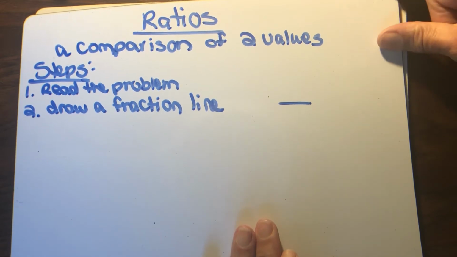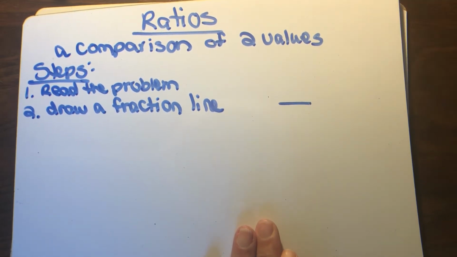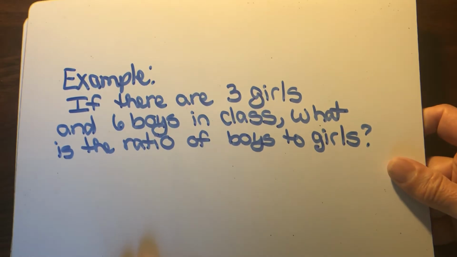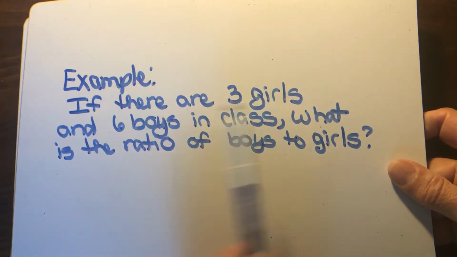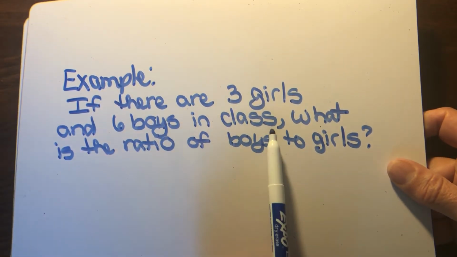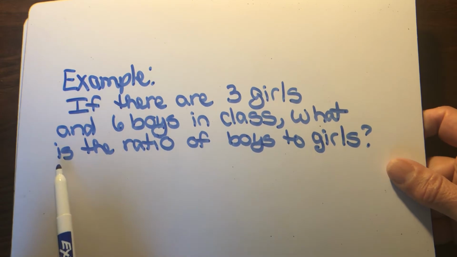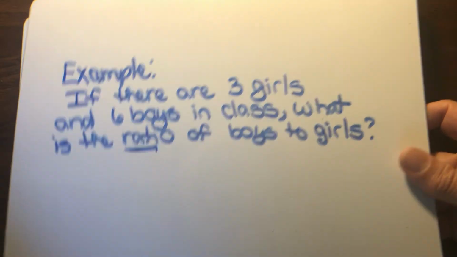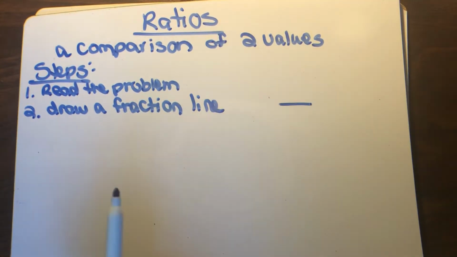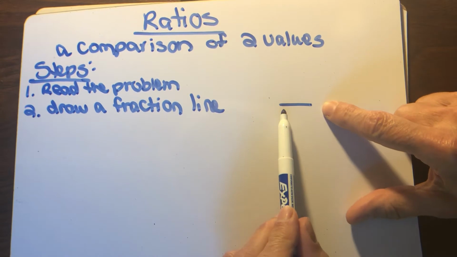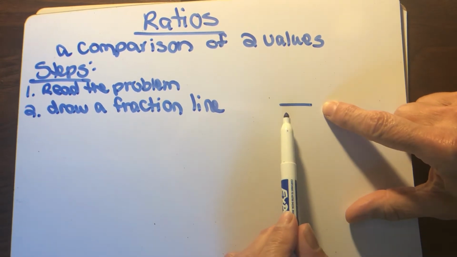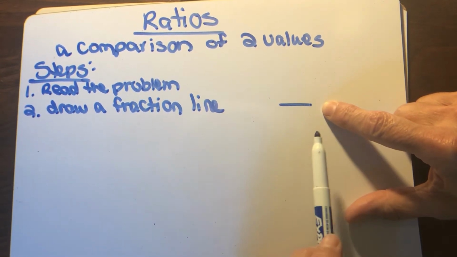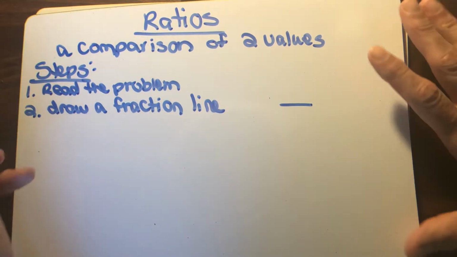So, for example, if this was your problem: if there are 3 girls and 6 boys in a class, what is the ratio of boys to girls, okay? So obviously it's a ratio problem. They've asked for a ratio. So the first step is, I'm going to draw my fraction line. I've got to set myself up before I start putting numbers. We always want to just grab the numbers and go, but you've got to stop and set yourself up.